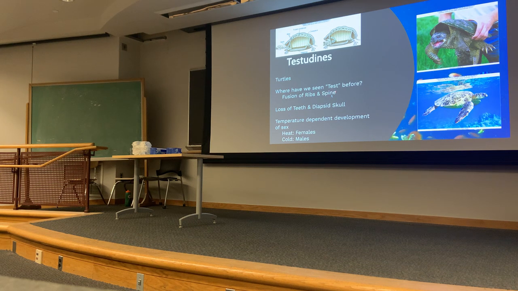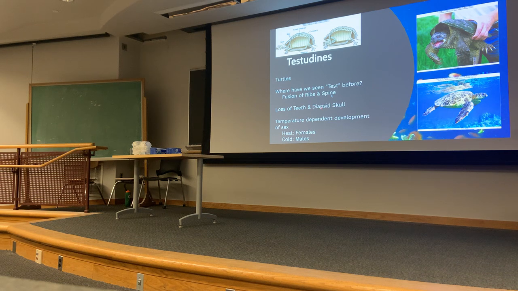We've seen it before, though. This isn't particularly unique. We've seen these in our echinoderms. And our echinoids, more specifically, our sea urchins, have a test, which forms in a kind of ancillary way. In echinoids, it's the ambulacral grooves; in testudines, it's the vertebrae and spine that all fuse and ossify to create a shell to protect their internal organs.